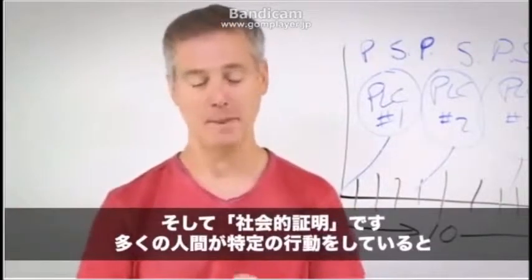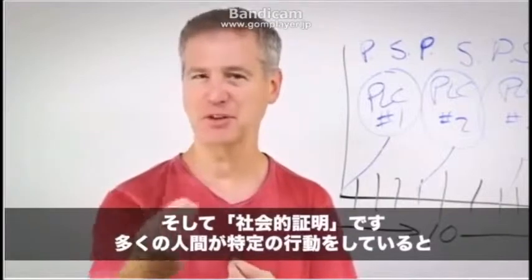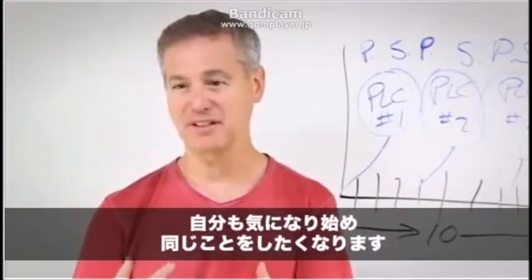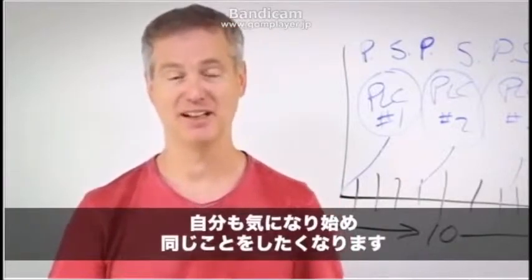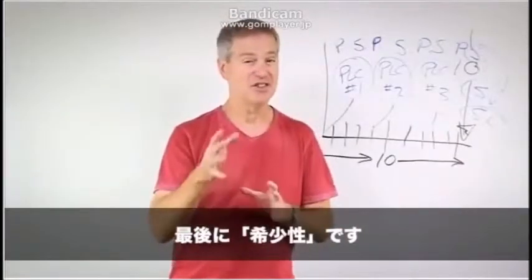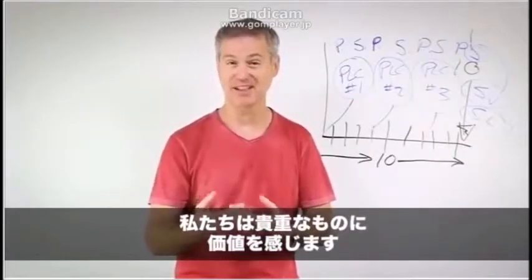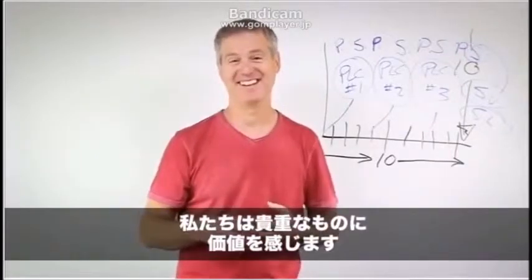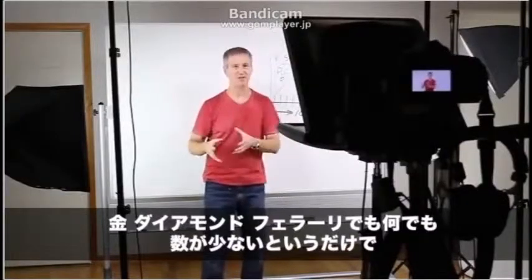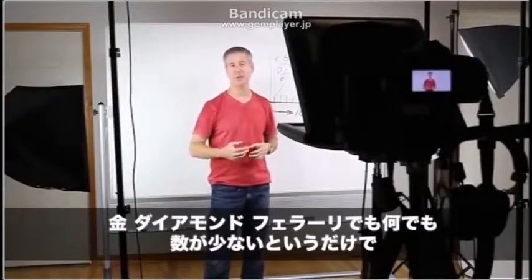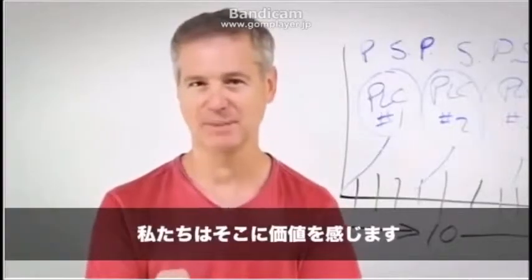Then there's social proof. This is the idea that if we see a lot of other people doing something, then we're going to think, "Well, maybe there's something there," and we're going to be more inclined to do that as well. And then finally, there's scarcity. Scarcity is just that if there is less of something, then we want it more. If it's gold, diamonds, Ferraris, whatever, just the fact that there's fewer of something instantly raises that value and gets us more interested.